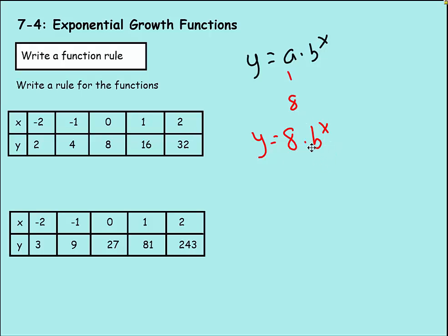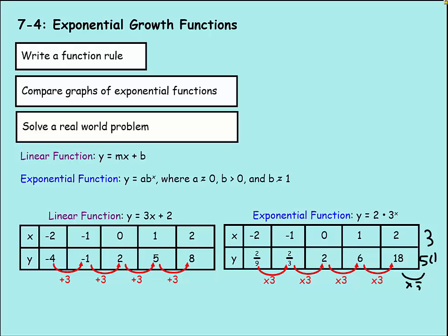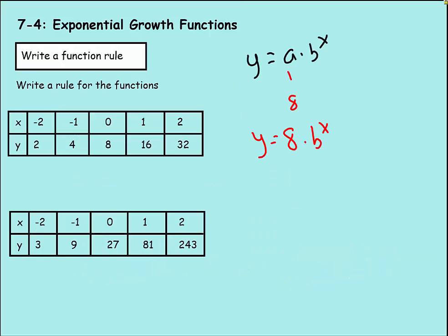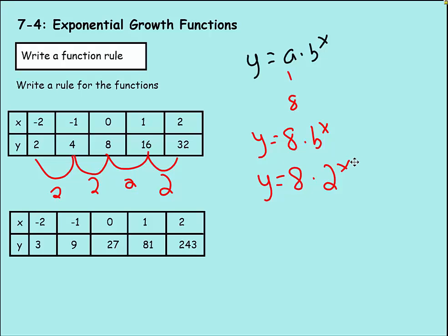Well, what is this b number here? If you look at the earlier example, the b value was 3, and it was going up by 3 because you're multiplying it by 3 each time. Well, what is this going up by? Well, this is getting multiplied by 2, by 2, by 2, and by 2. So in this case, the b would be 2. Y equals 8 times 2 to the x. If you want to plug in a number just to try it out, we have y equals 8 times 2 to the first power, which is just 2. 8 times 2 is 16. 8 times 2 to the second power would be 8 times 4, which is 32. So this seems to work out just fine.